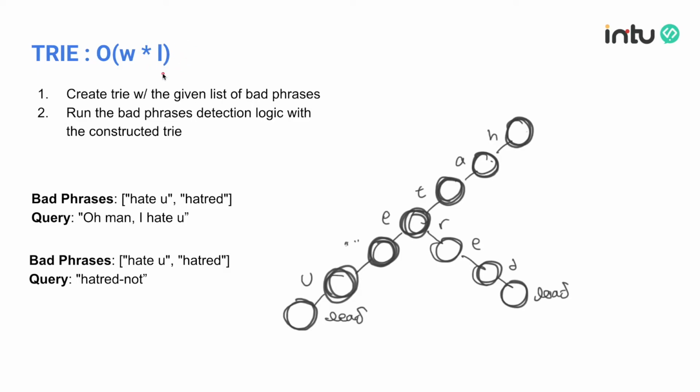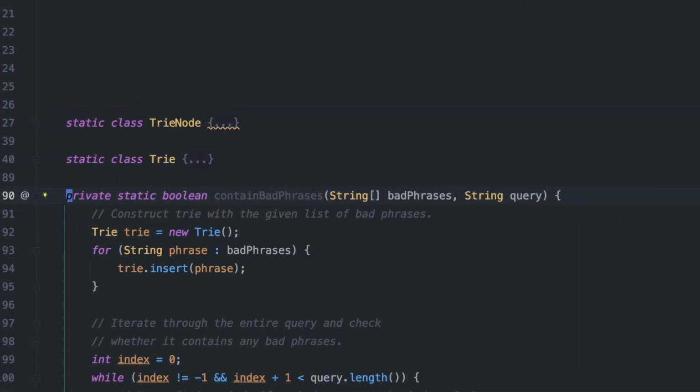So in the worst case, you might have to iterate through the entire query for the number of words, because that's how many iterations you do. So depending on the input, this trie approach may perform better or worse compared to brute force. But on average, this approach should perform better.